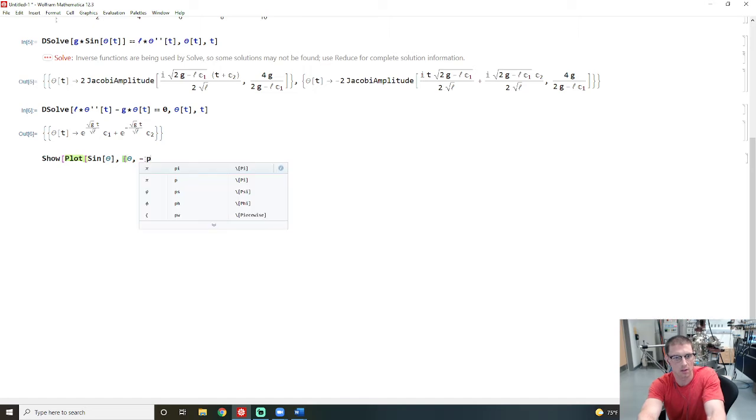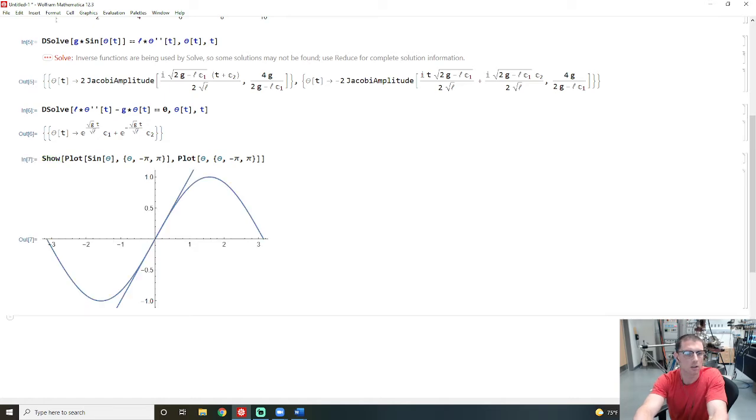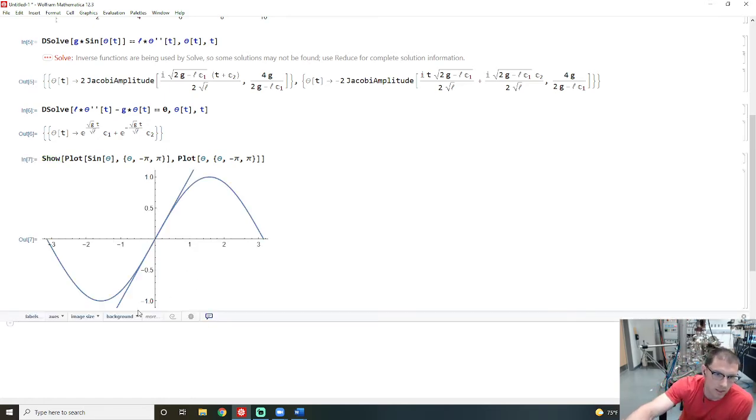where let's say theta varies from negative pi to pi. And then I'm also going to plot just theta, where theta also varies from negative pi to pi. Missing a square bracket. There we go. So you can see this straight line here is just f of theta equals theta, whereas this is the sine function, f of theta equals sine theta.